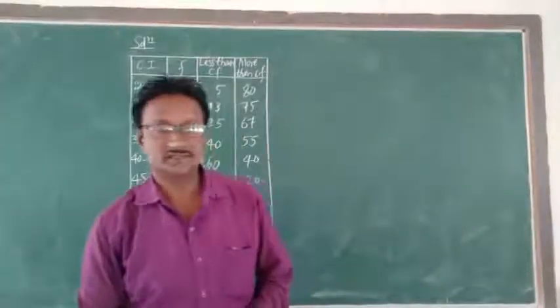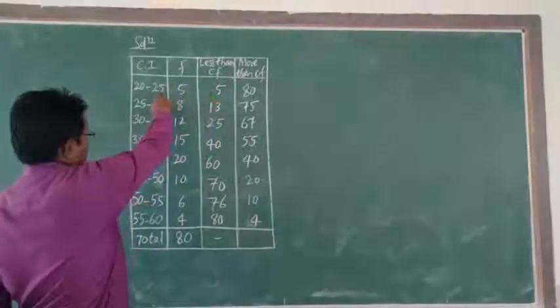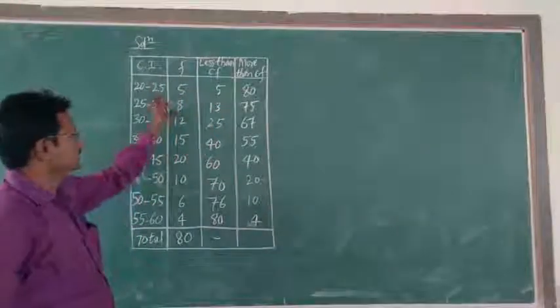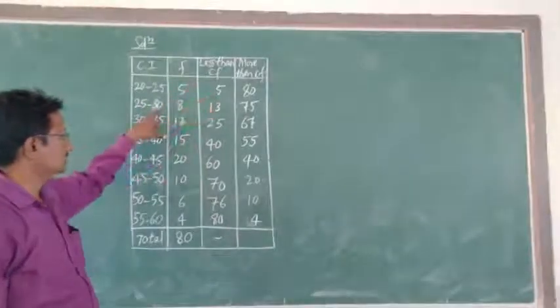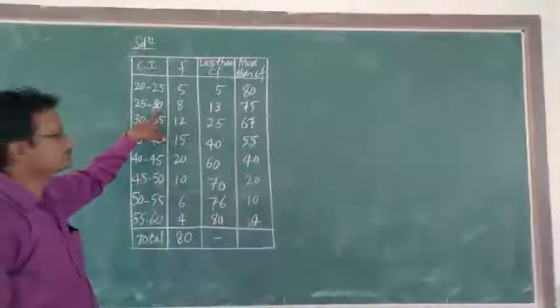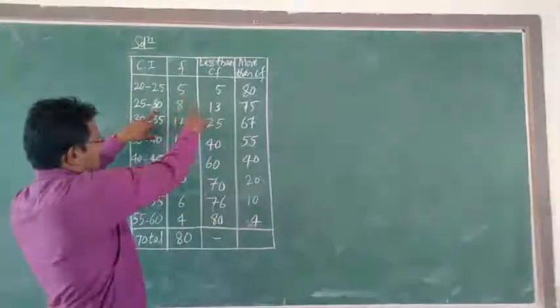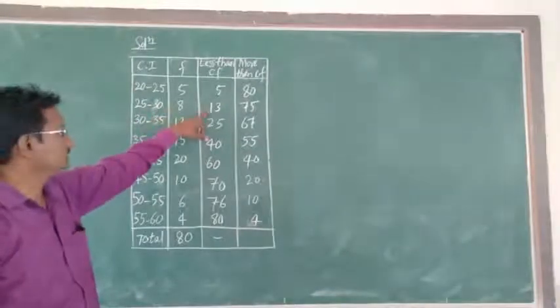This indicates less than CF and more than CF. Less than is always related to upper class boundary. That is, less than 25, there are 5 workers. Less than 30 indicates 0 to 30. So 5 plus 8, there are 13 workers. Less than 30, there are 13 workers.